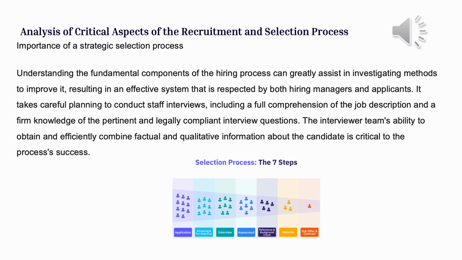A strategic selection process enhances the hiring experience for both managers and candidates by understanding job descriptions and using legally compliant interview questions. Organizations can improve their interviewing methods. The process effectiveness depends on the interview's ability to gather and integrate both factual and subjective candidates' information. Careful planning is crucial for an efficient and valued selection system.